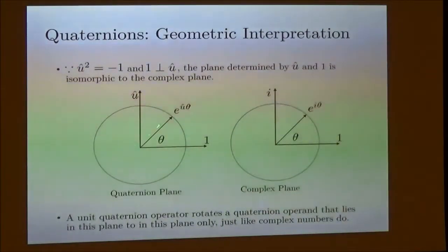A unit quaternion in this plane is basically given by e to the power u hat theta, right? So if you look at this complex plane, and you have, let's say, a quaternion in this plane, and you multiply it by this, you will essentially get the same thing that happens in the complex plane, where the vector is rotated by an angle theta, right? And that would happen just in this quaternion plane. That is not the same as 3D rotation, but it's actually a 4D rotation happening just in this hyperplane.